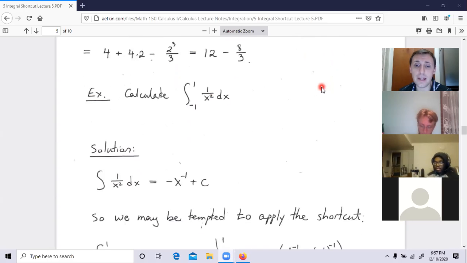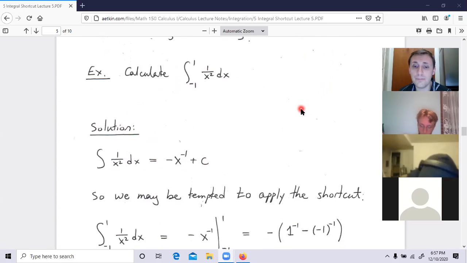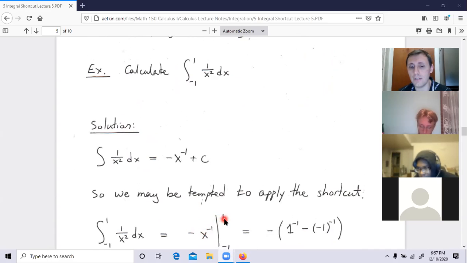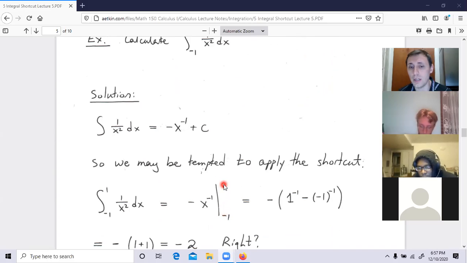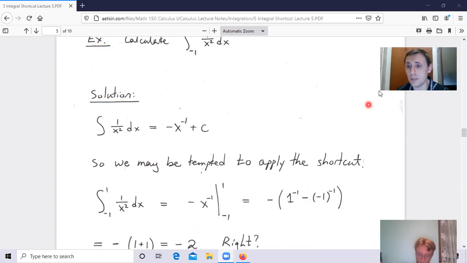So then we can apply this formula. And what do we get? Look at it. We get the integral of minus x to the minus 1 evaluated from minus 1 to 1, correct? So I can factor out this minus, plug in 1 to the minus 1, and subtract plugging in minus 1 to the power of minus 1. What do we get in the parentheses? It is 1 minus minus 1, which is 1 plus 1. So I get minus 2. I get minus 2, yes?